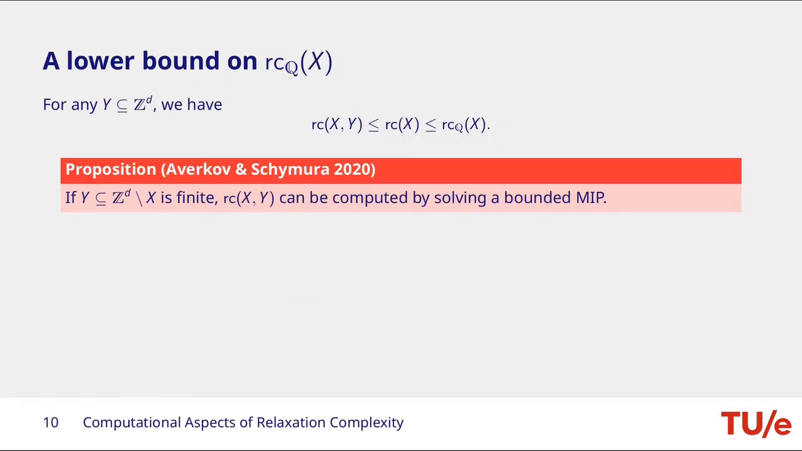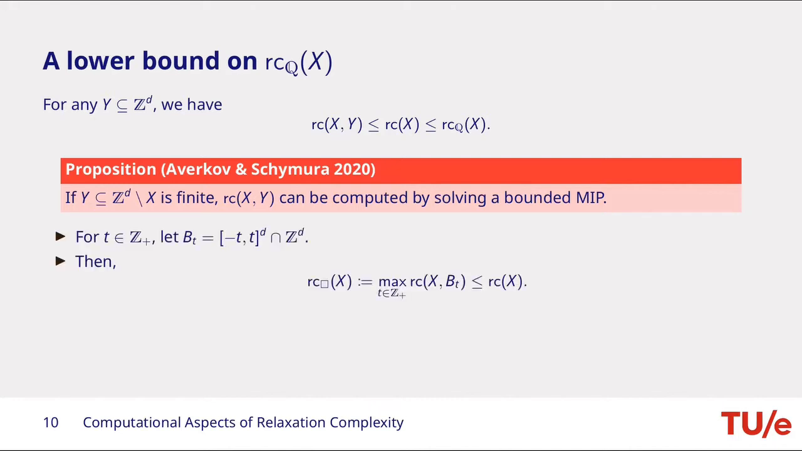This is all about upper bounds on the rational relaxation complexity. But what about lower bounds? And maybe lower bounds that we also can use to terminate our pseudo algorithm that we described before. An immediate way to come up with a lower bound on the rational relaxation complexity is to drop the requirement of rationality. And then we can lower bound the relaxation complexity by just selecting an arbitrary subset of infeasible integer points y. And if this set is finite, I've already mentioned it, then we can compute this quantity using a bounded mixed integer program. And this actually suggests to use the following lower bound.